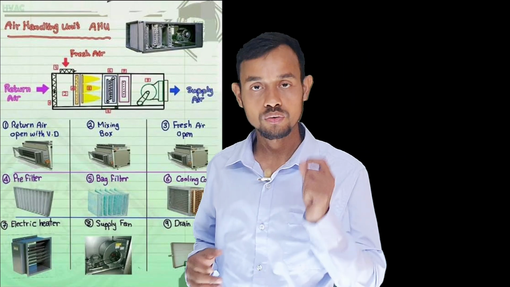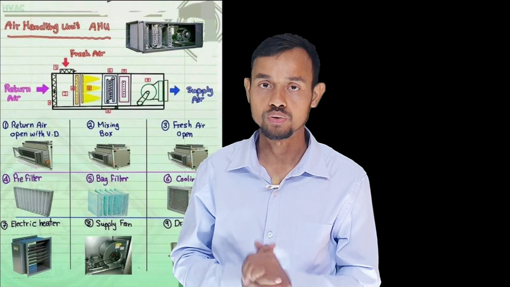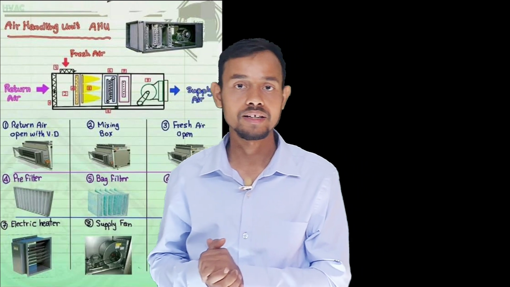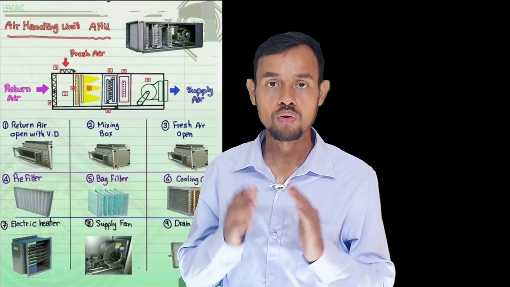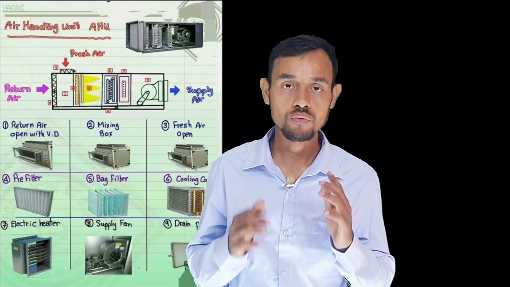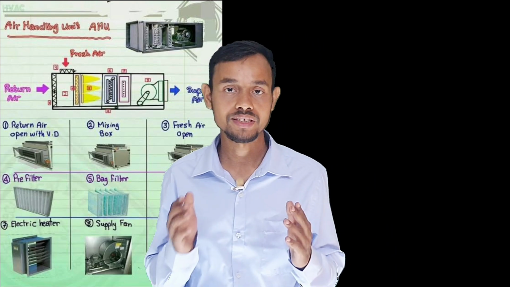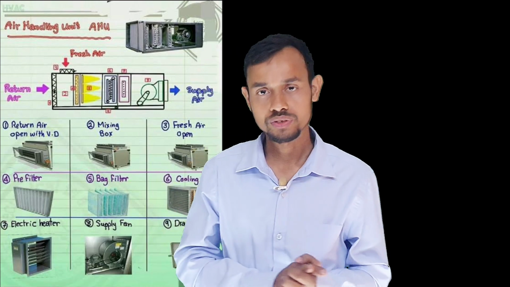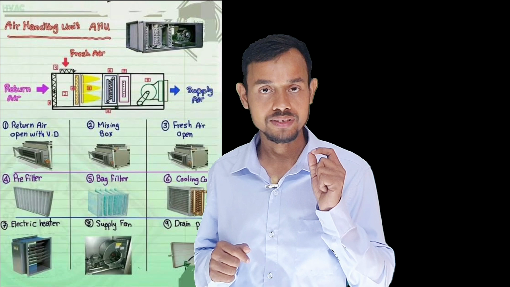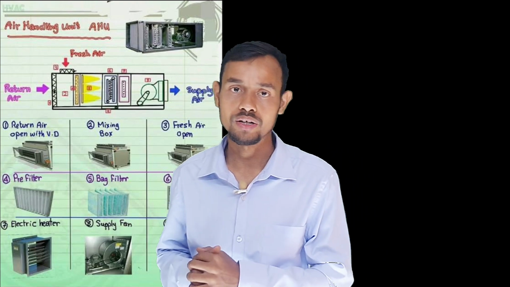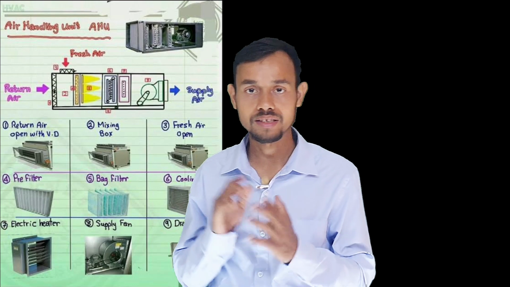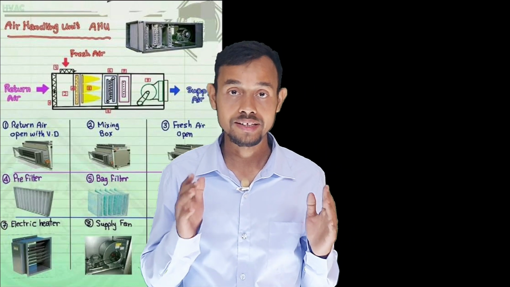Next is the cooling coil. The cooling coil in the AHU cools and dehumidifies the air. The cooling coil in the AHU can be a water coil or a refrigerant coil: first is the cold water coil and second is the refrigerant cooling coil. Both are used in AHUs.